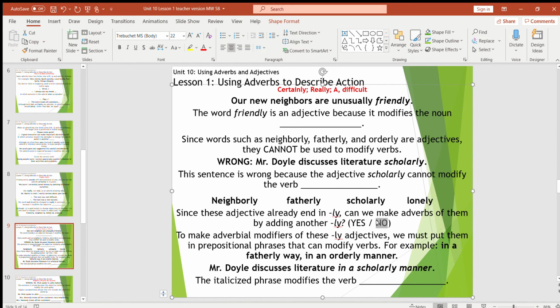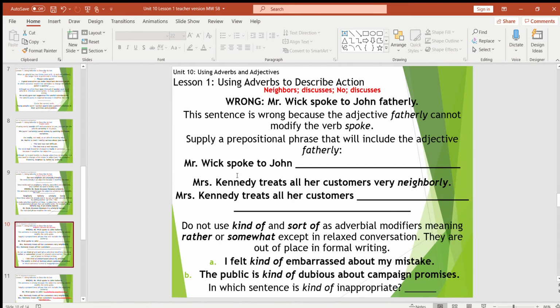So in order to make these adjectives into adverbs, adverbial modifiers, you have to put them into prepositional phrases. For example, in a fatherly way, in an orderly manner. Those prepositional phrases allow you to express it as an adverb. So if Mr. Doyle discusses literature in a scholarly manner, the phrase in a scholarly manner is now modifying what verb? How he discusses. So it'd be wrong to say Mr. Wick spoke to John fatherly, and we know the sentence is wrong because the adjective fatherly cannot modify the verb spoke.